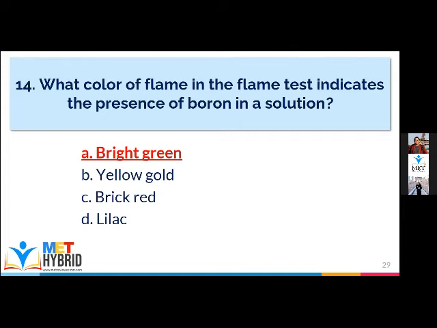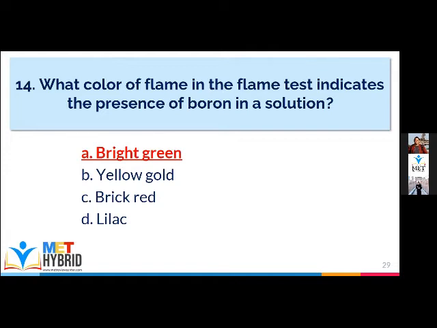There are many tables on the internet that list these elements together with their colors after testing them using the flame test, so just review those tables. For this case, your boron is bright green. When you go to yellow gold, what is this element? Your yellow gold can be sodium.